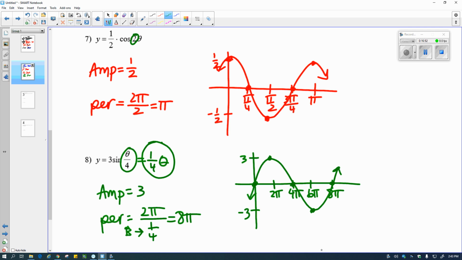Our next graphing that we'll do in class will be with phase shifts. That means we're going to shift our sine and cosine function to the left or to the right, or vertical shifts where we shift it up and down. So other funky things are going to happen as we go through here.